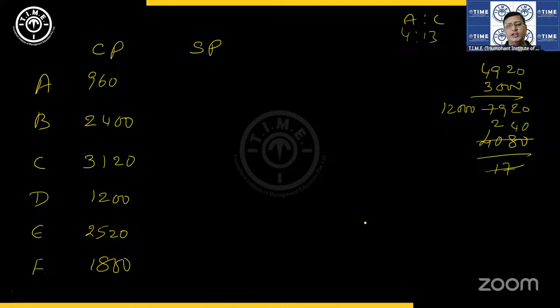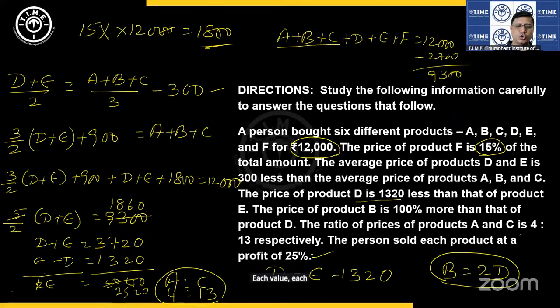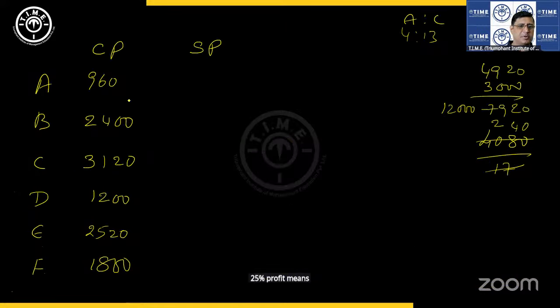Each product is sold at 25% profit. 25% profit means, now just observe the selling price of each product. 25% means half of the 50%. 50% of 960 is 480. In that half, 240. When you add 240, it will become 1200.